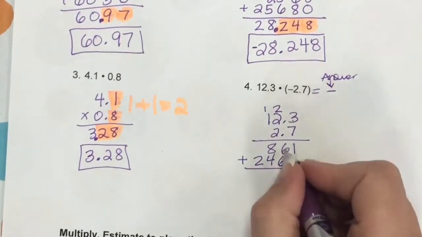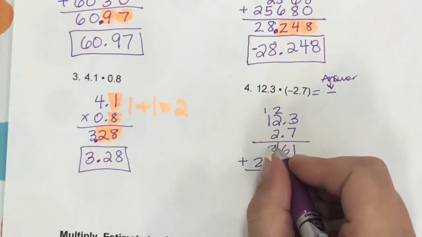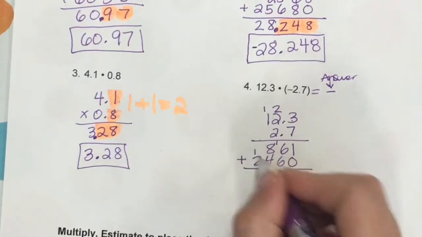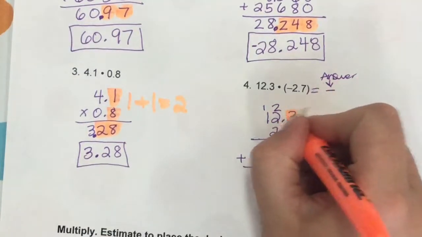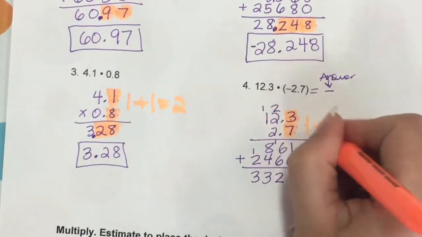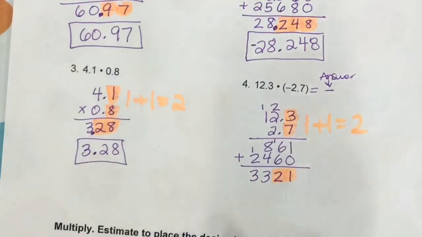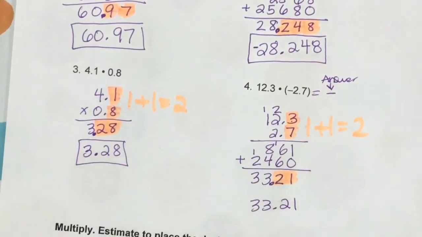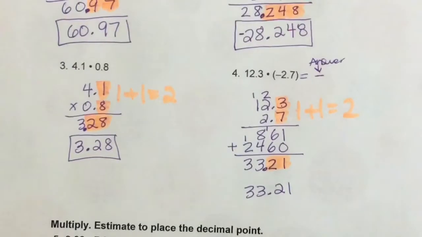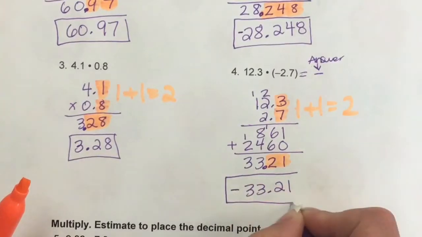1 plus 0 is 1. 6 plus 6 is 12. Write the 2, carry the 1. 4 plus 8 is 12. Plus 1 is 13. Write the 3, carry the 1. And then 1 plus 2 is 3. All right, perfect. So now it's time to count up the decimal places. We have 1 decimal place here and another one right there. So 1 plus 1 equals 2. So there's going to be 2 decimal places. So that's 1, 2. So that means our decimal goes right here. So our answer is 33.21, but we cannot forget that at the start we had a positive multiplied by a negative, so that means our answer is going to be negative 33.21.